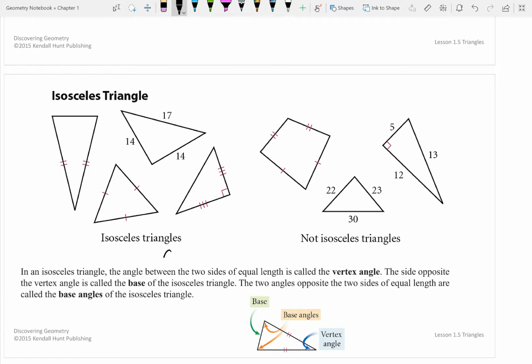Isosceles triangle. Looks like you have at least two congruent sides. So you can actually have all three sides congruent and it can still be isosceles. So you have to have at least two congruent sides.